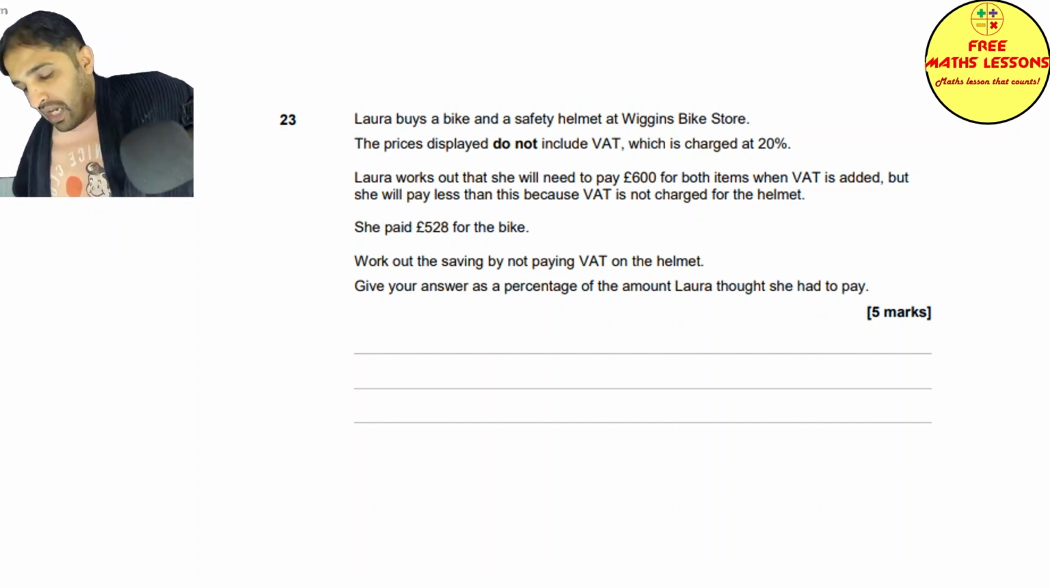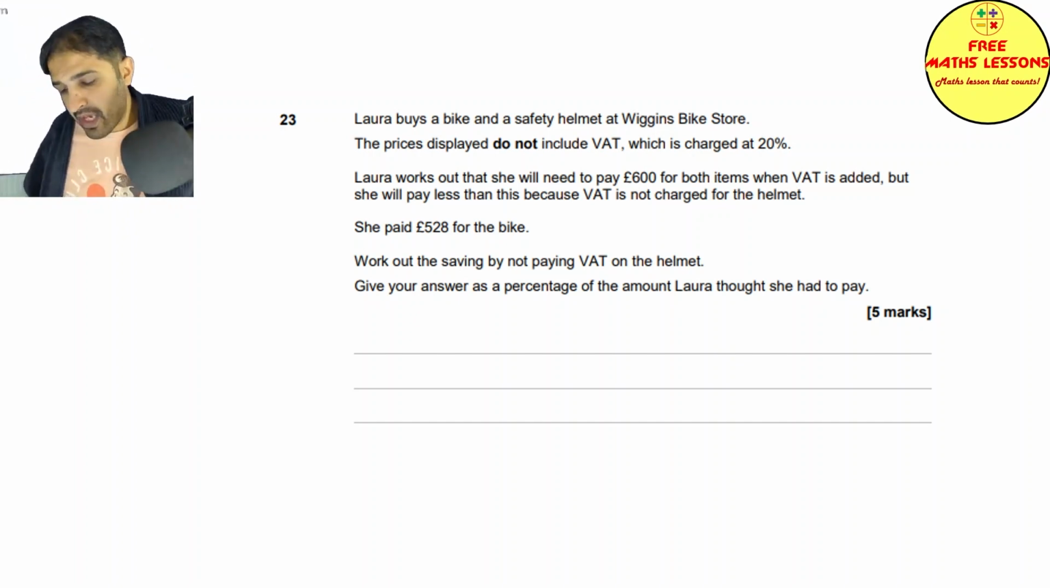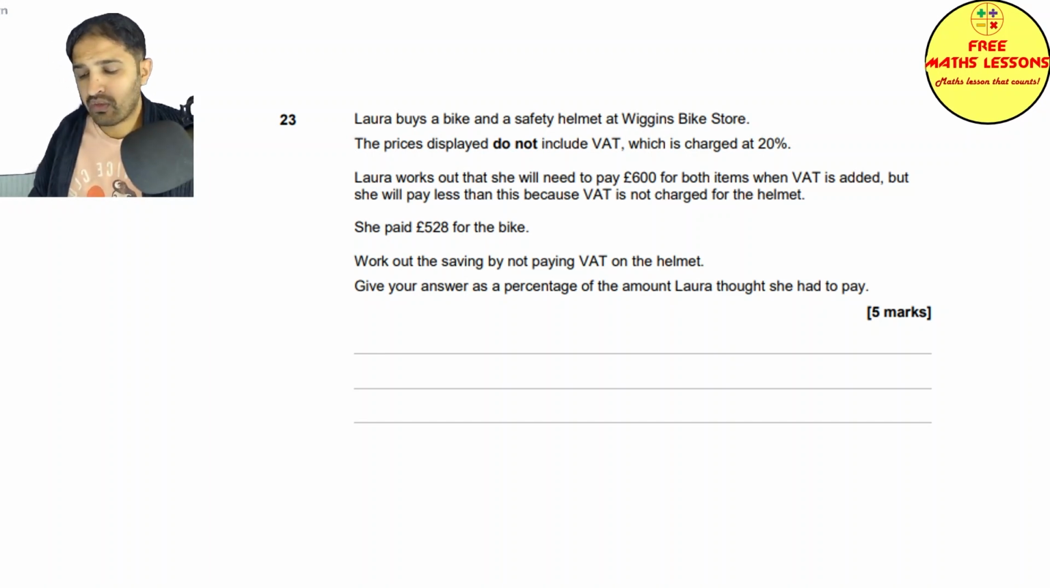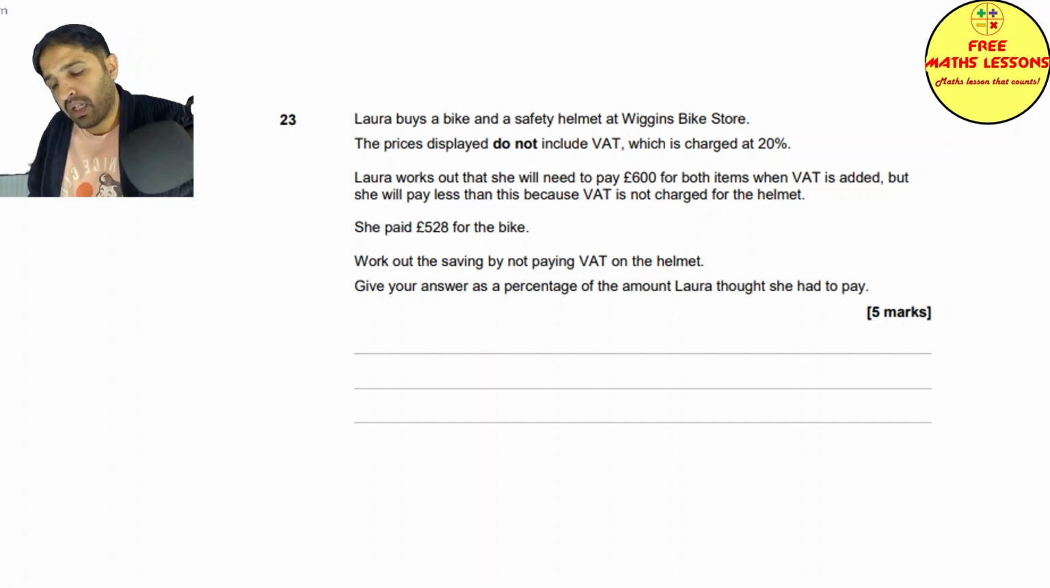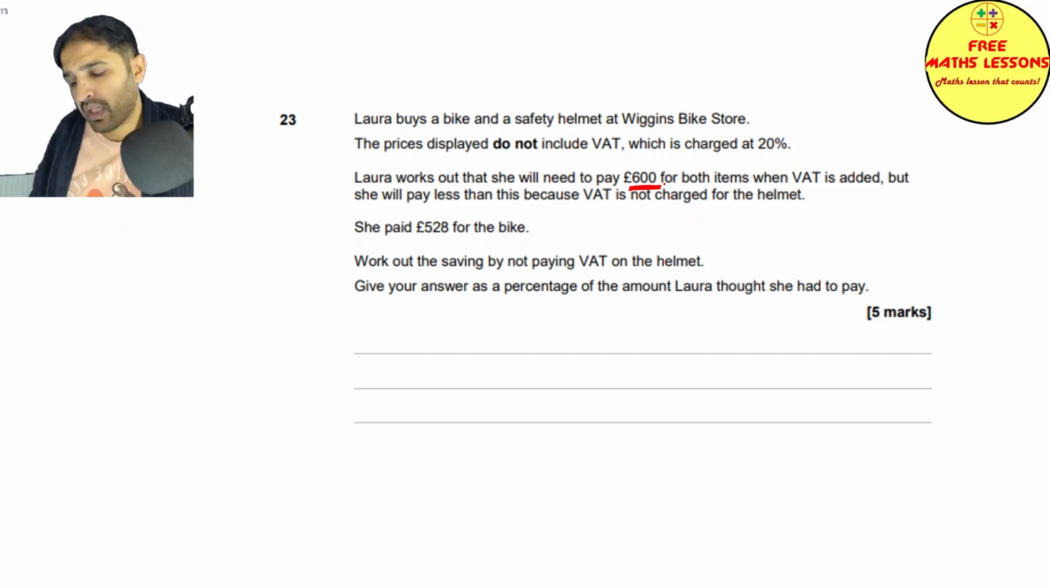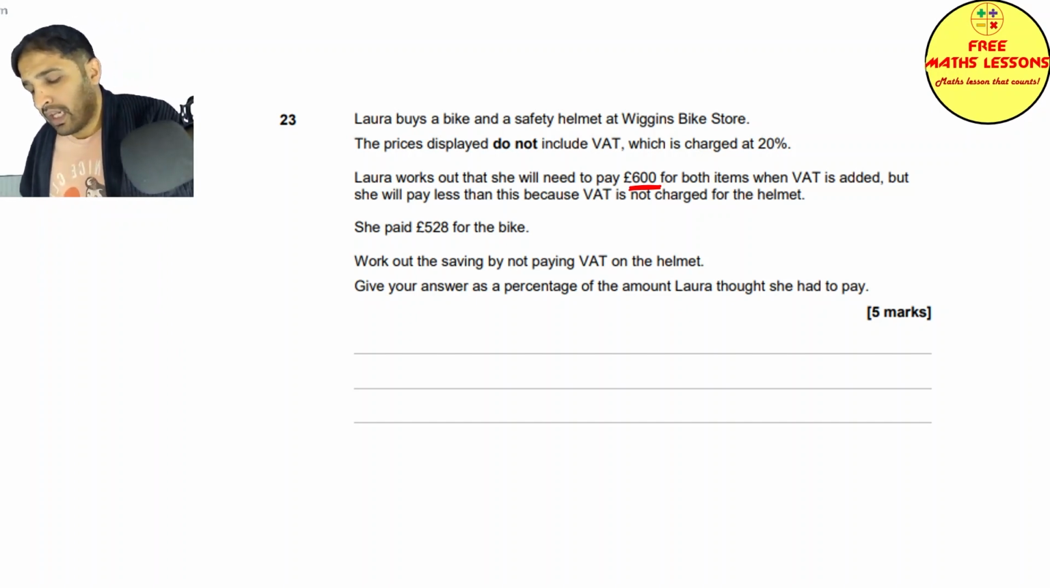Give your answer as a percentage of the amount Laura thought she had to pay. So whenever we get to the answer, we need to give it as out of 600. Okay, work out the saving by not paying VAT on the helmet. And she paid £528 for the bike.